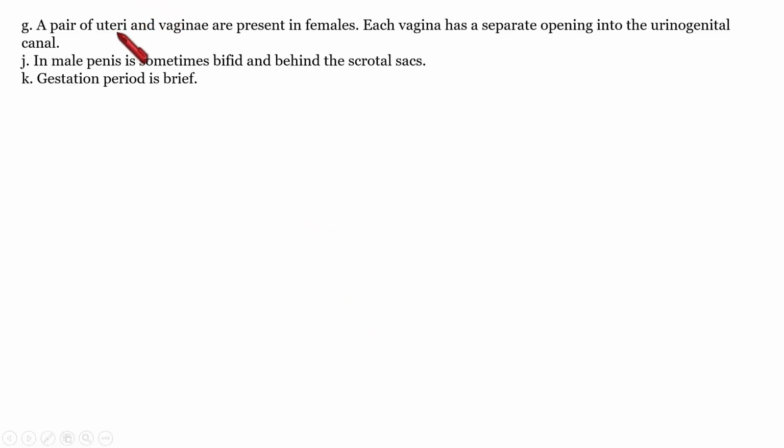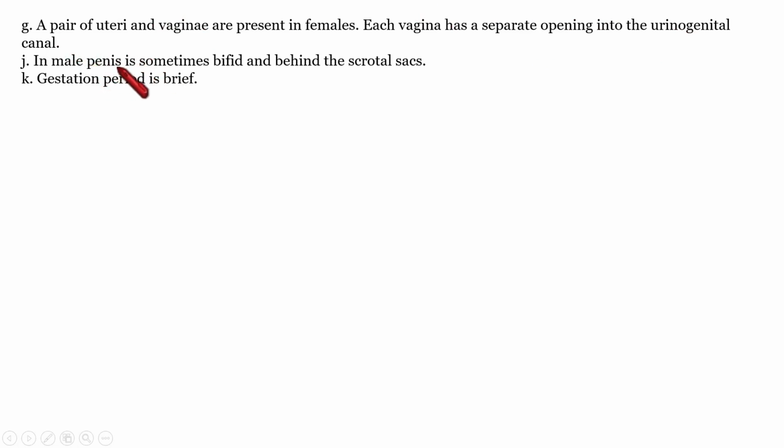Next, these metatherians possess a pair. That means in that former video regarding the characteristics of metatherians, I have shown the uterus of kangaroo. In that picture, you have seen that more than one uterus is present, and also more than one vagina is present. So that is another difference of metatherians from eutherians. A pair of uteri and vagina are present in females, and each vagina has separate opening into the urogenital canal. That is another difference of metatherian from eutherian.